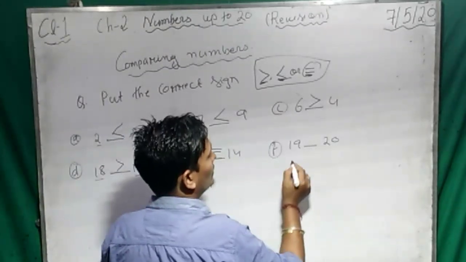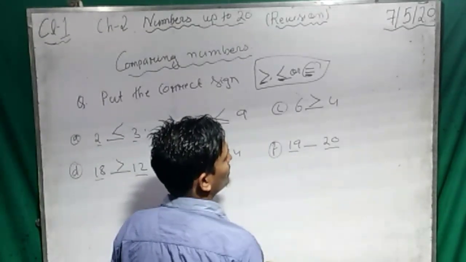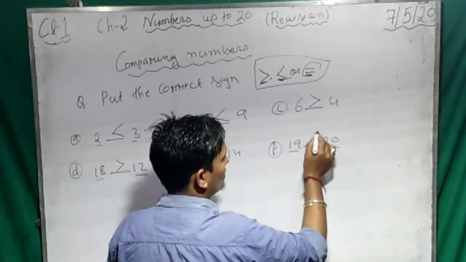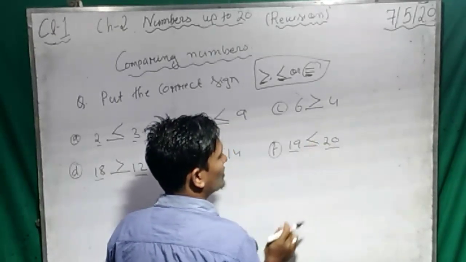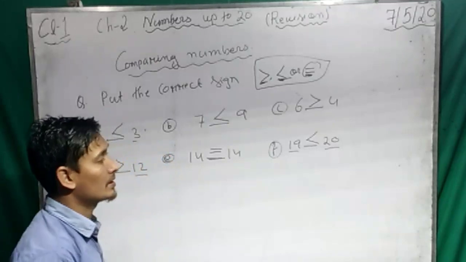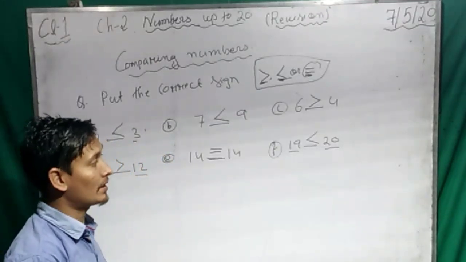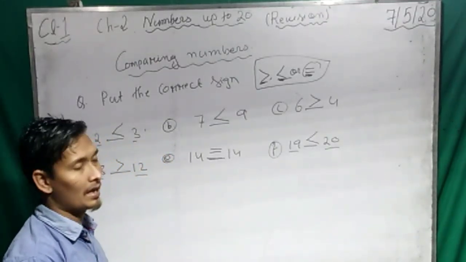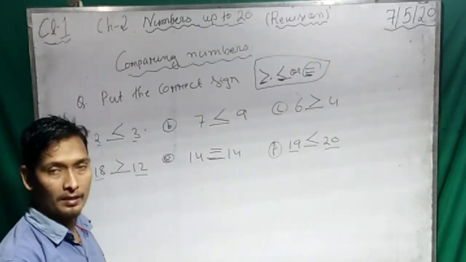Now number F. 19 and 20. Which one is greater? Yes, the open mouth towards 20. Because 20 is greater than 19. So how will we read? 19 less than 20. Clear, students?